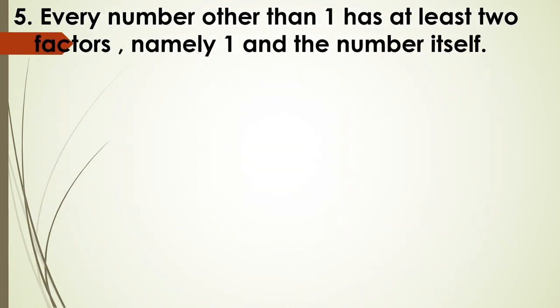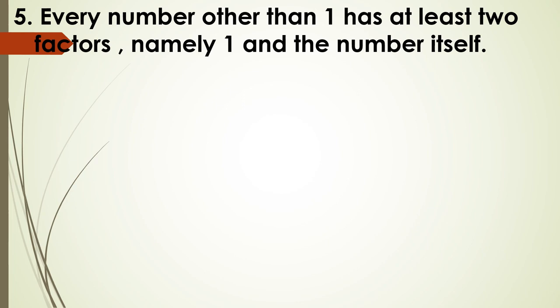Fifth point is, every number other than 1 has at least 2 factors, namely 1 and the number itself. All the numbers have at least 2 factors. More than 2 are possible, but at least they have 2 factors other than 1. Because 1 and the number itself are the 2 factors of every number.